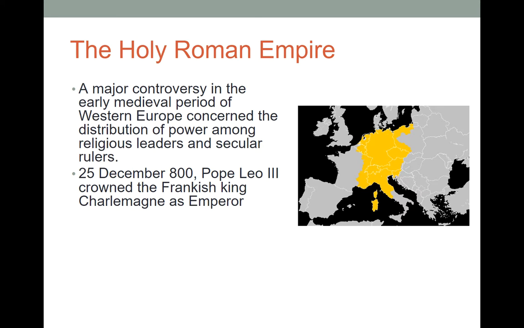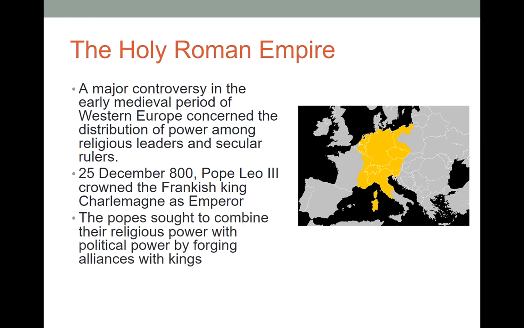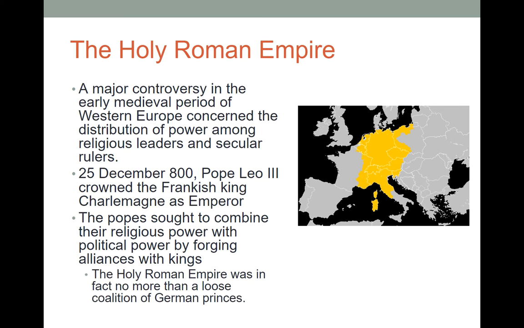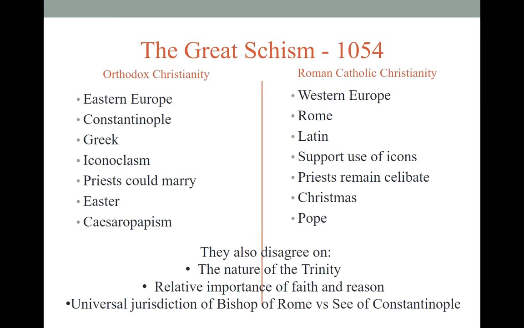In December, so Christmas Day of 800, Pope Leo III crowned Charlemagne as the first emperor of the Holy Roman Empire. And the popes were doing this. They're crowning the emperor because they want to combine the religious power with political power. And this is not going to go well. The Holy Roman Empire, guys, remember, it is that loose coalition of teeny little German kingdoms run by German princes.